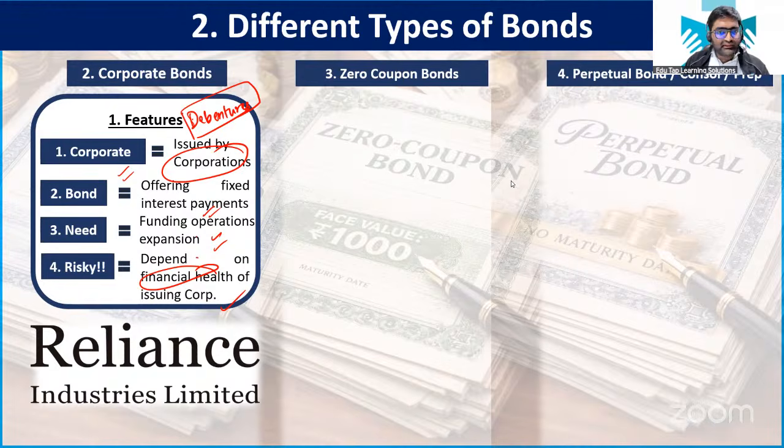It depends upon the company. Definitely, if there is a comparison between corporate bonds and government bonds, which one would be more risky? Can you just tell me very quickly, C or G? C. Okay, now moving to zero coupon bonds.